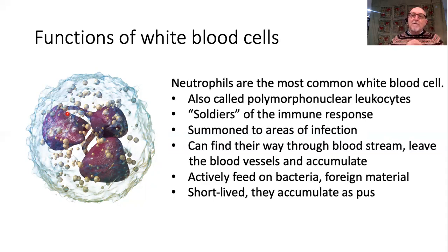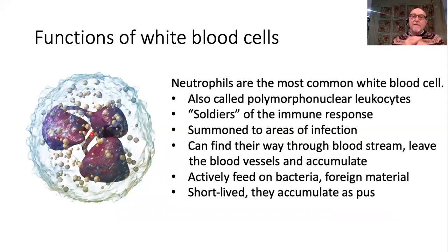They're often termed the soldiers of the immune response because these are the cells that actually do most of the work of attacking things like bacteria. If you, for example, spike yourself with a thorn or something and you introduce bacteria beneath the skin into the tissues of the body, the immune system responds very quickly in a way I'll describe in a minute. But the cells that actually come in and do most of the killing and eating of the bacteria at the site of infection are these, the neutrophils.